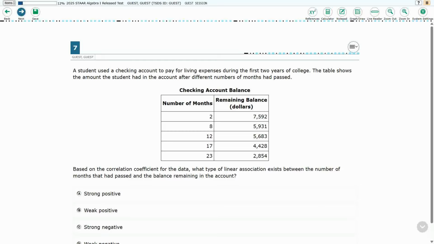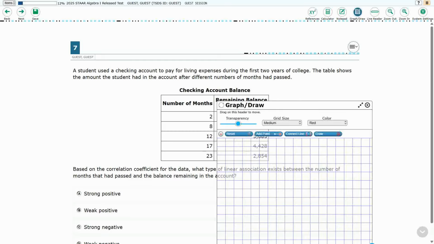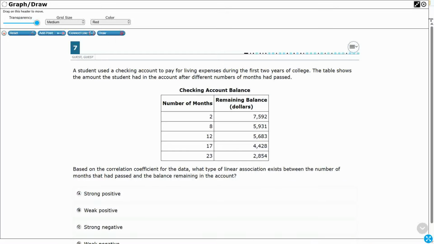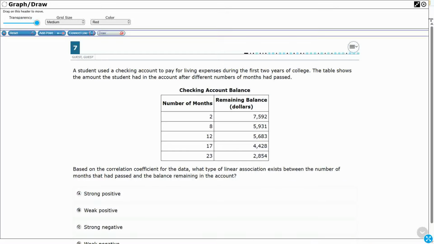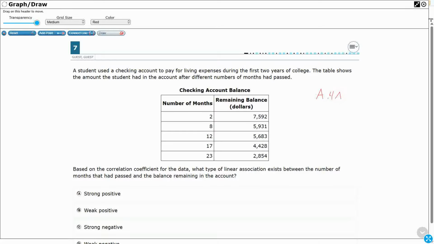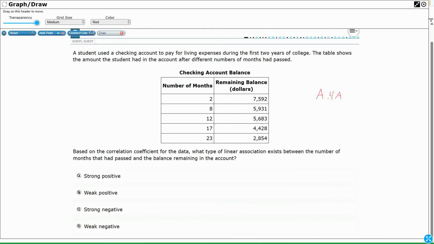For number 7, we are calculating a correlation coefficient. We definitely need technology on this one. This is A.4a. All right, and we need to look at a few things here that are going to tell us what we're doing and why we're doing it. It does tell us the correlation coefficient. And take a look at our answer selections. We are simply looking at our association here. Strong positive, weak positive, strong negative, weak negative. So we need to interpret our correlation coefficient.